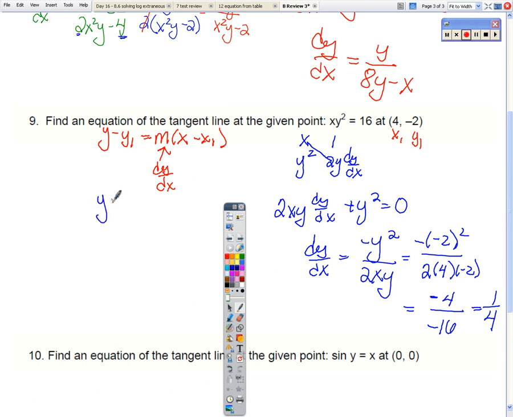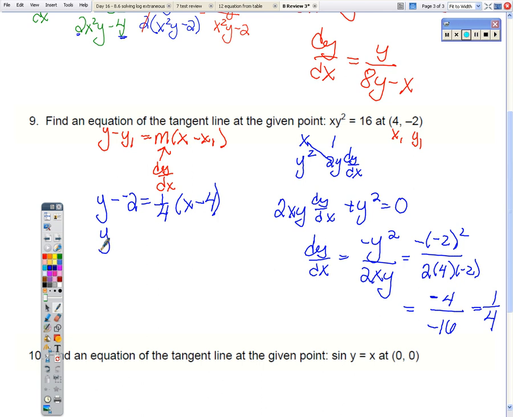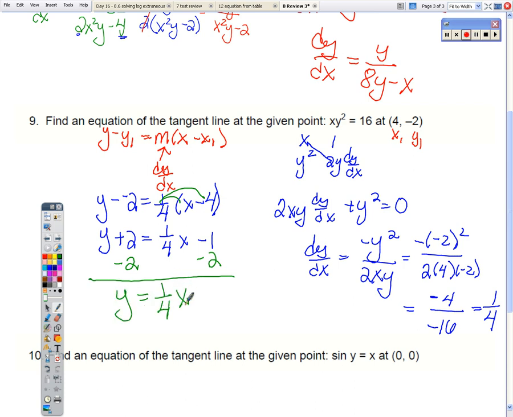So plugging everything into my equation, y minus negative 2 is y plus 2. I'm going to distribute my 1/4 to both the x and the negative 4. Minus 2 to both sides. So my equation of the tangent line is y equals 1/4 x minus 3.